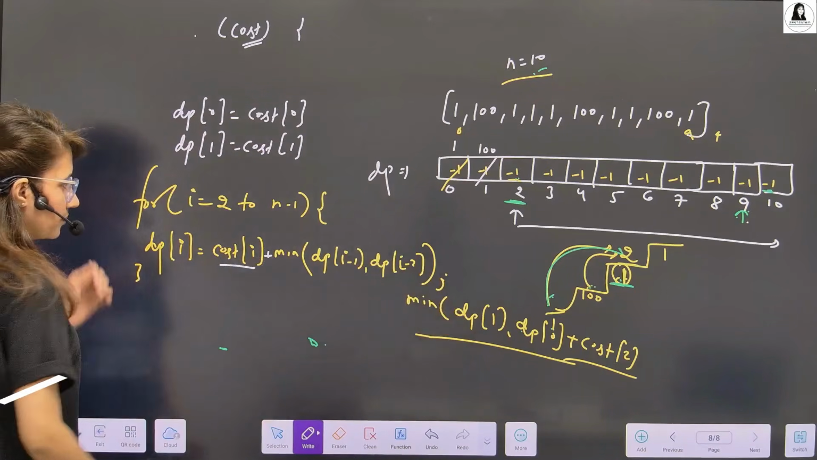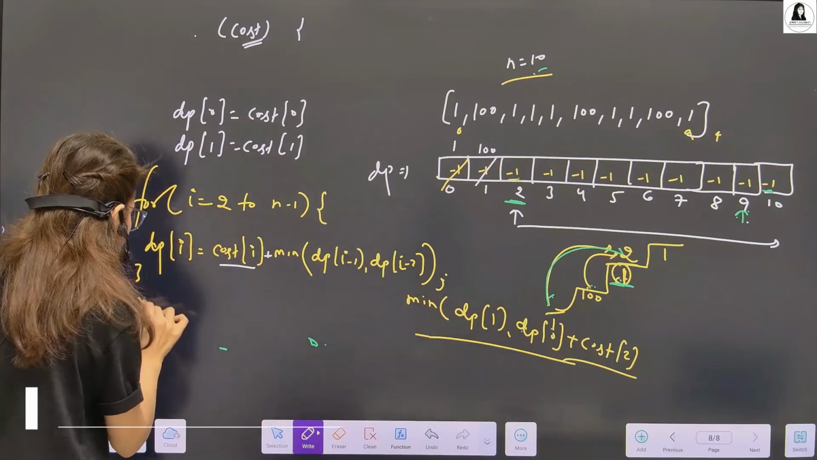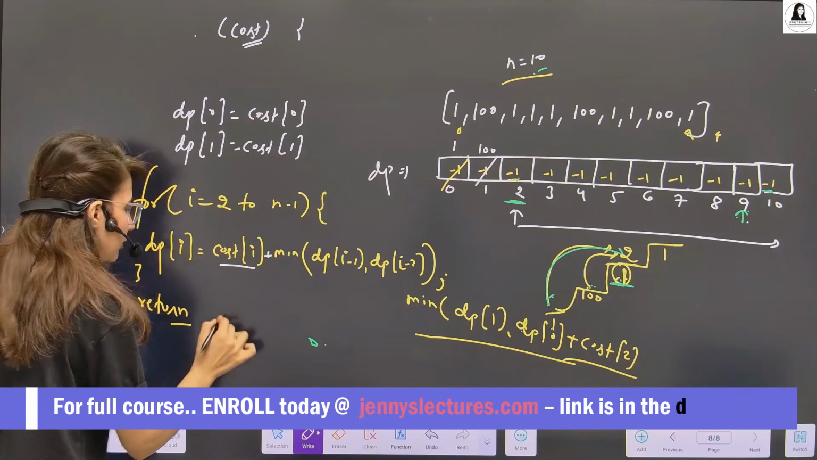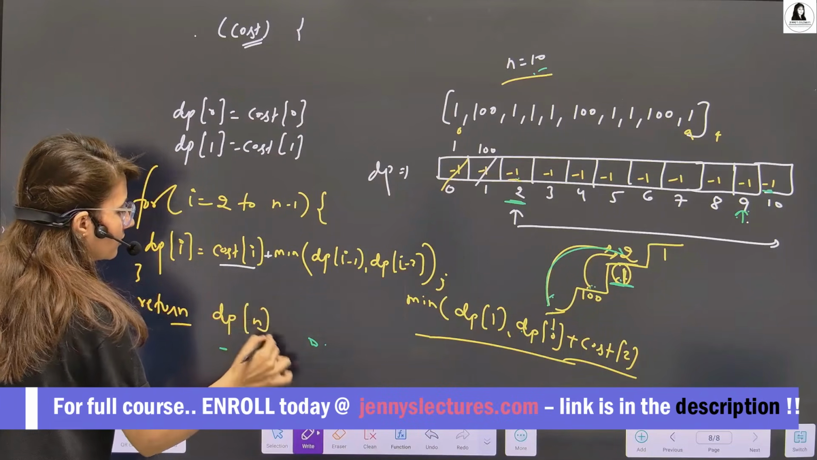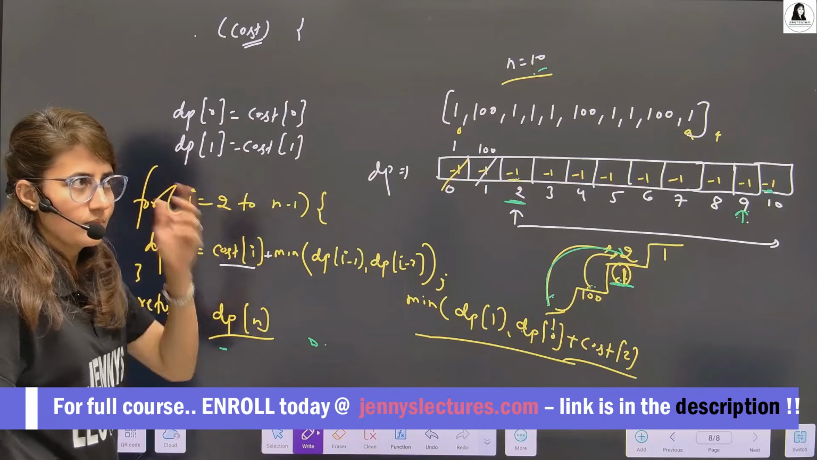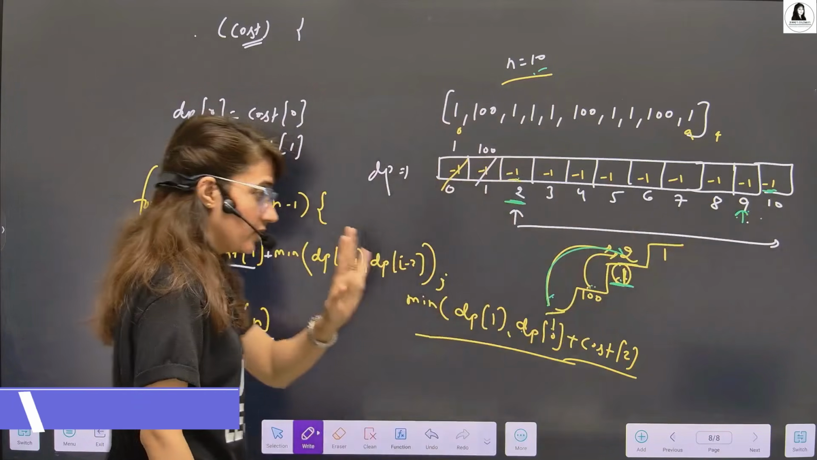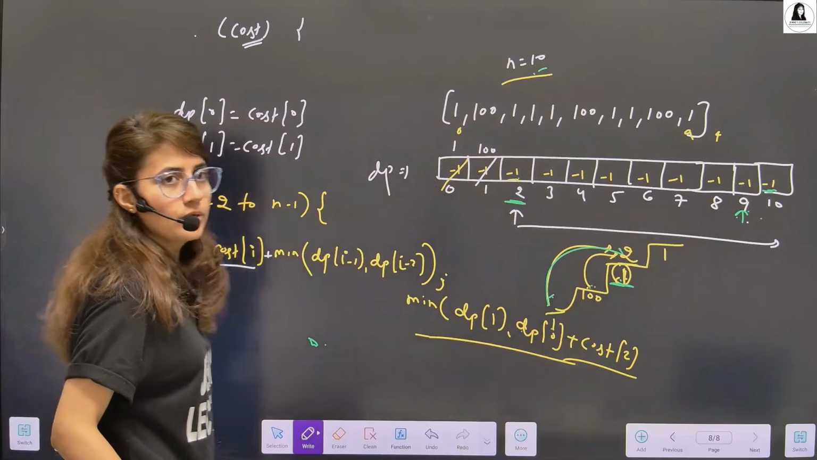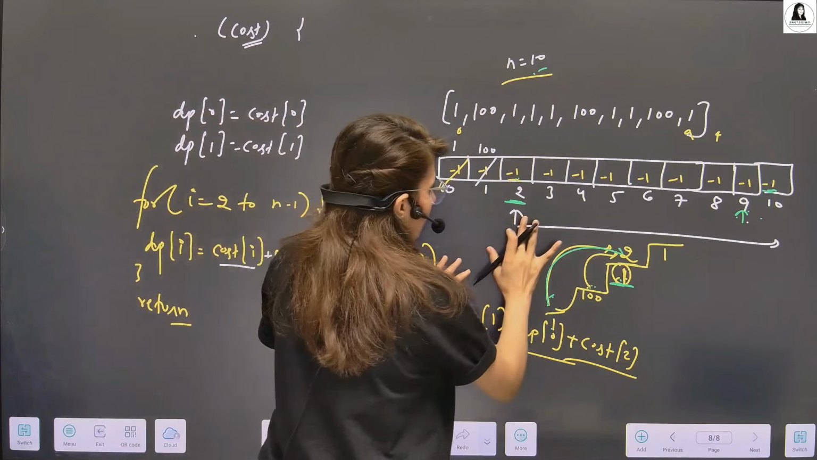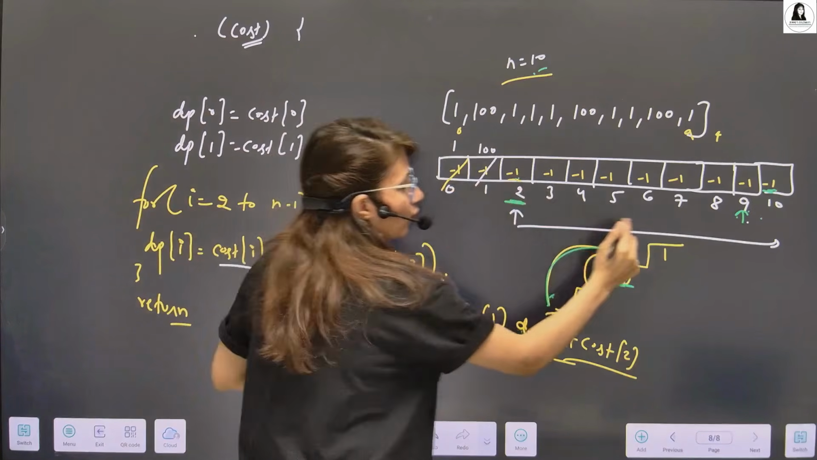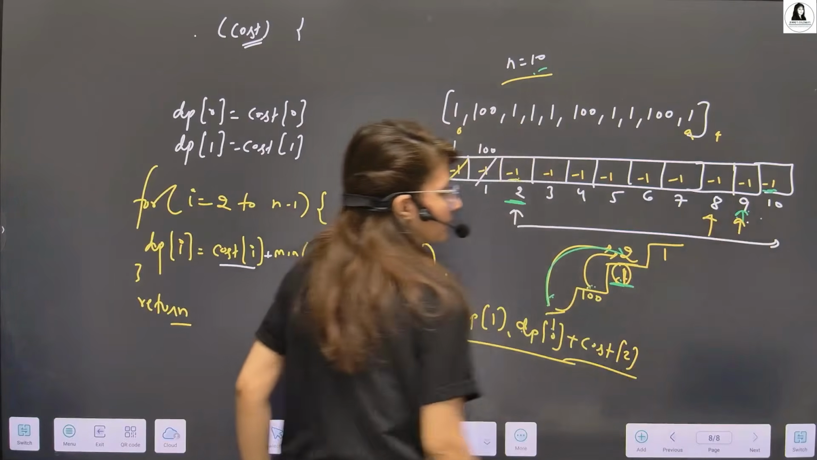That's what you write. At last, what do you return? It's not that you simply return DP of n, because n is 10. At 10, obviously it will be minus 1. No, that's not the case. That's the top. What you need to return is, at last, whatever is minimum from this or this.